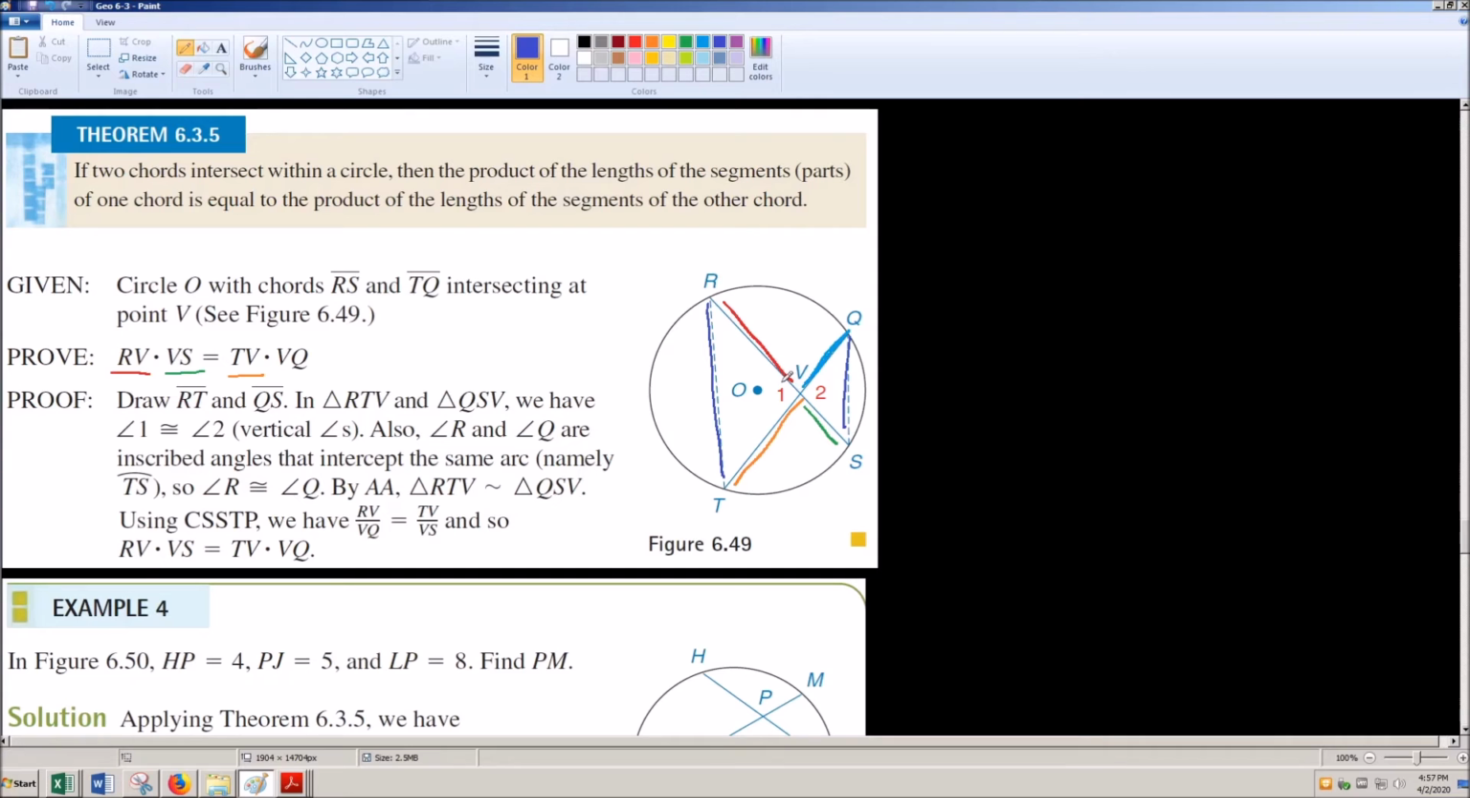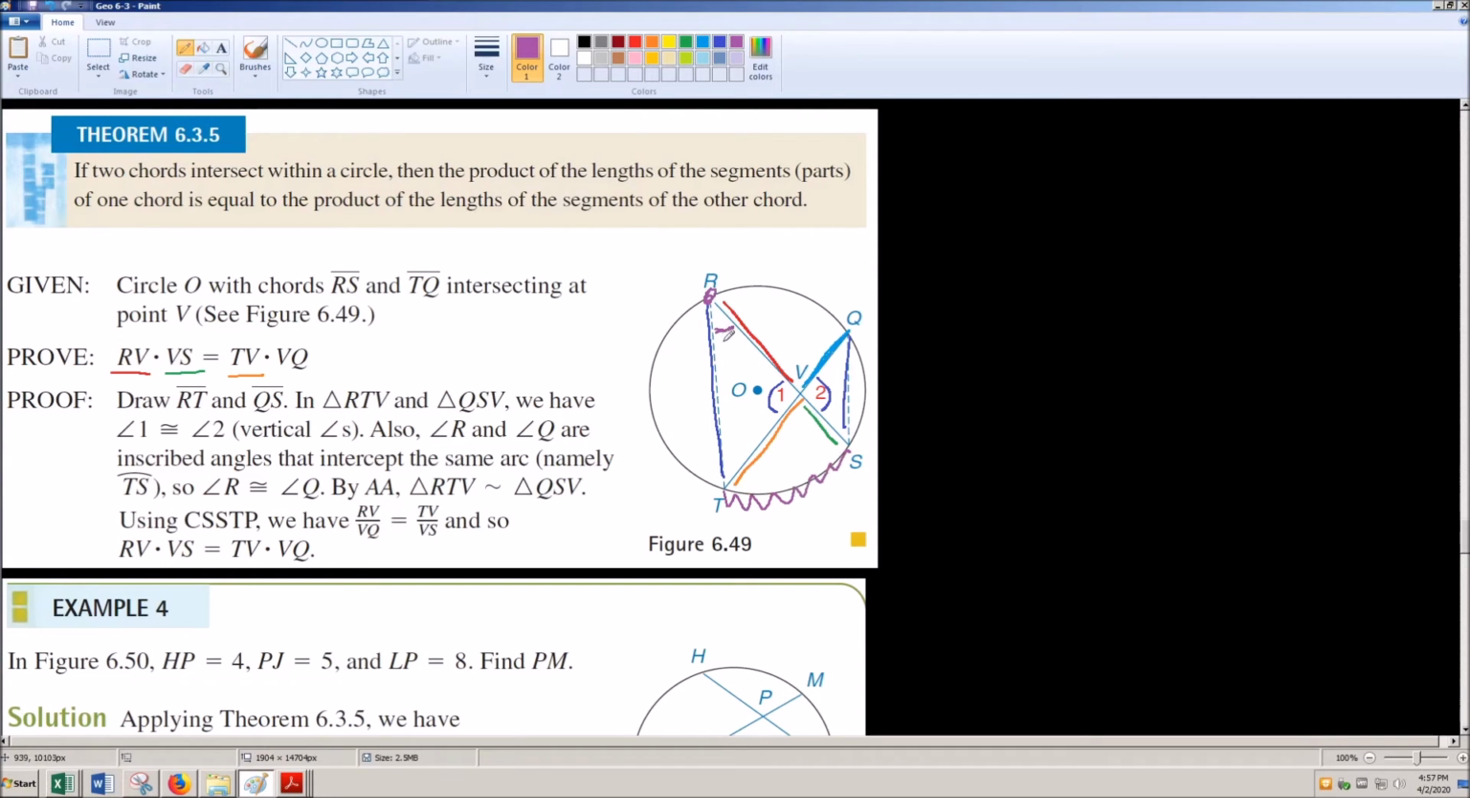I know that angle 1 and angle 2 are going to be the same. Why do I know they are the same? Because they're vertical angles. What else do I know is going to be the same? It may not be immediately apparent, but if I want to talk about angle R here, it's an inscribed angle, right? It's sitting on my circle here. So inscribed angles are 1/2 of their intercepted arc.